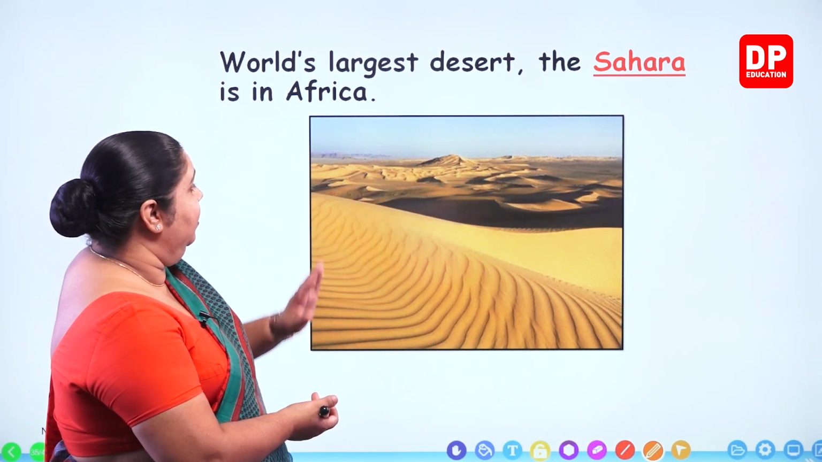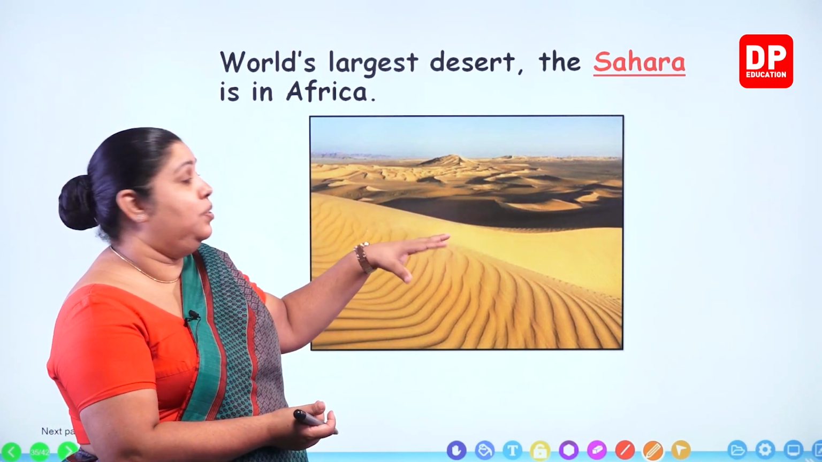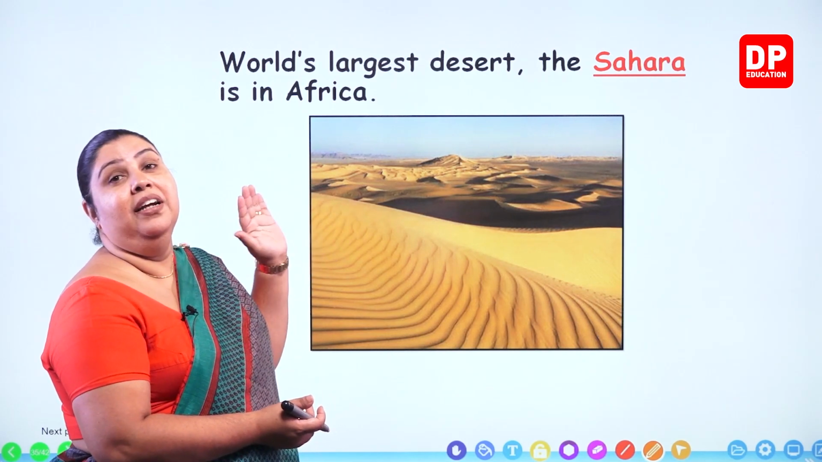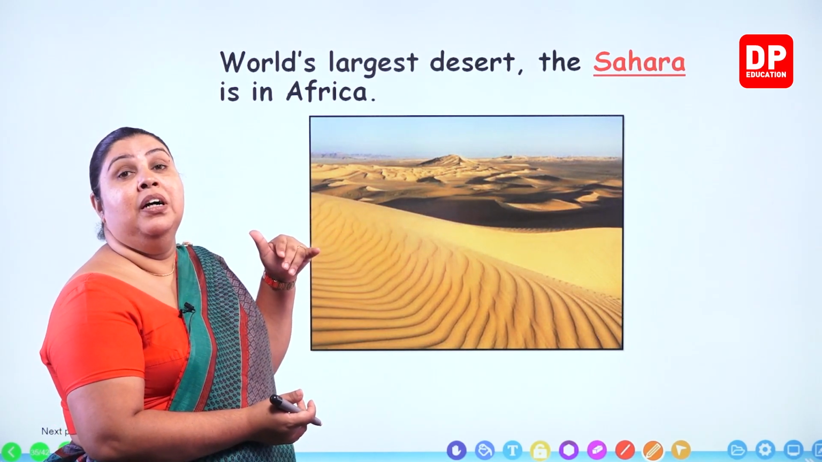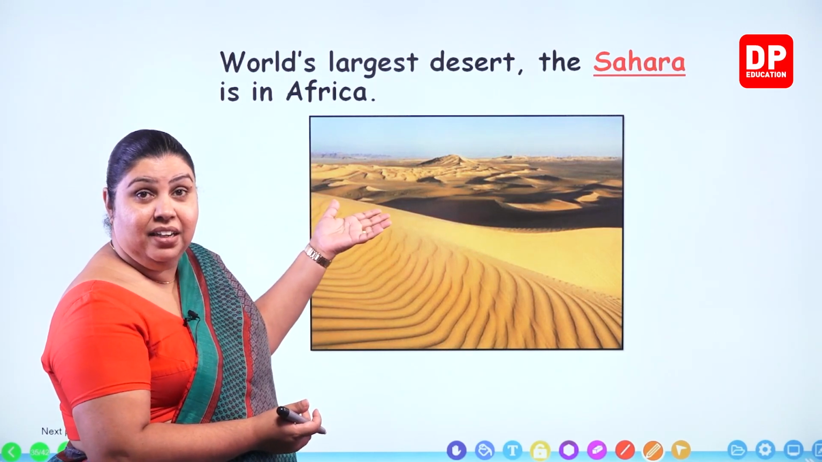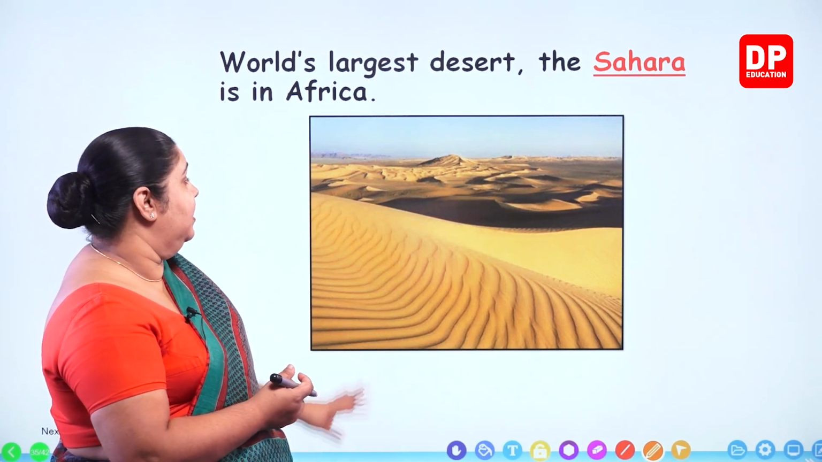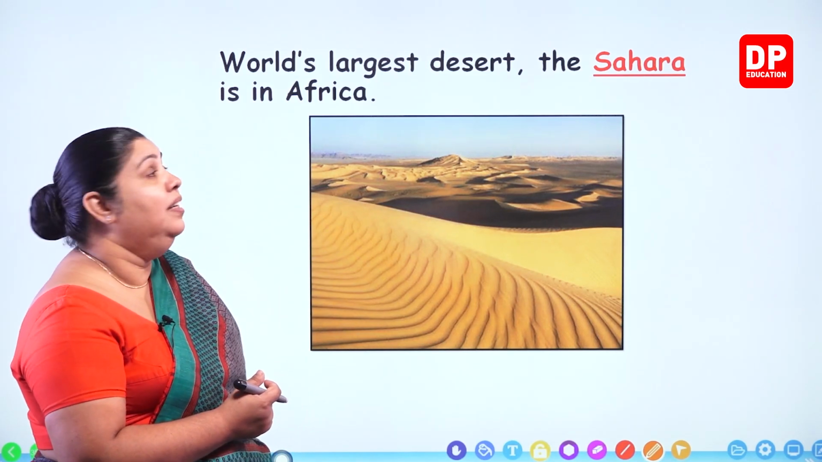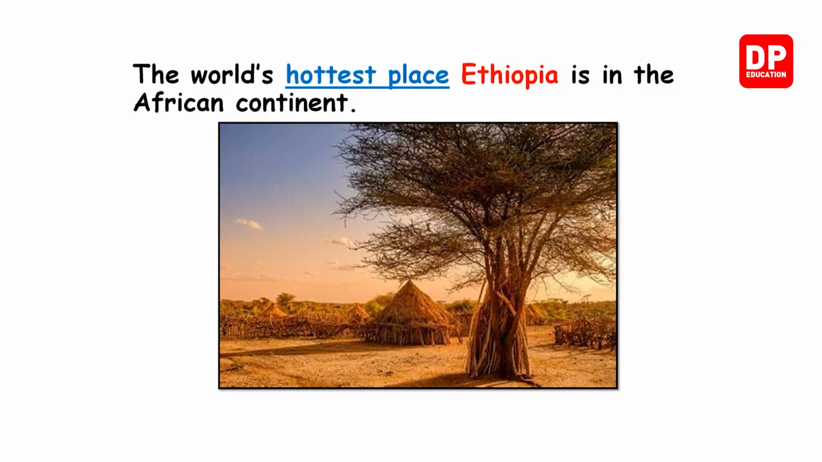Okay, can you see? No trees, no bushes, no plants, no water. It's only the sand. The valley looks like the sea. You can't see anything, only the sands. Sands are like this in the Sahara Desert, which is the largest desert in the world.